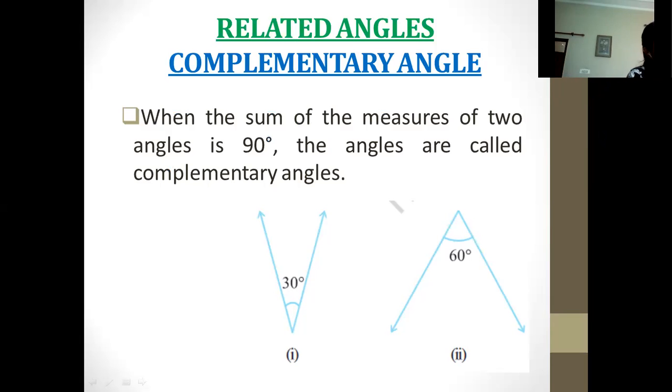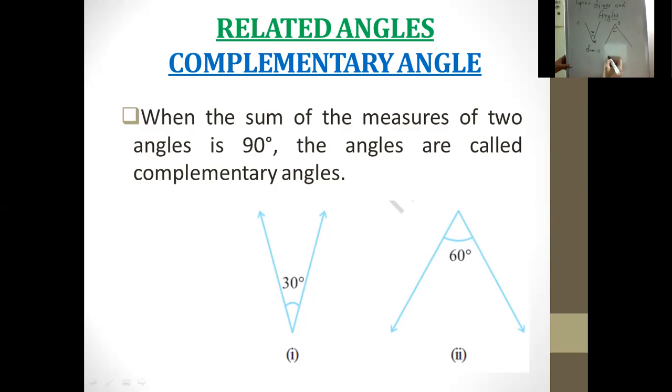Let me write it here for explaining it properly. Yes, here is the angle which is 30 degrees and another angle is 60 degrees. The first one is 30 degrees, okay, and another one is 60 degrees. Now if I ask you to sum up these angles, let's suppose this is angle A and this is angle B.